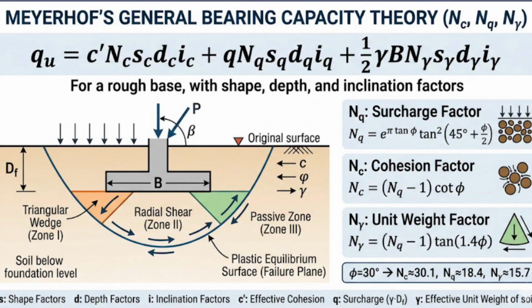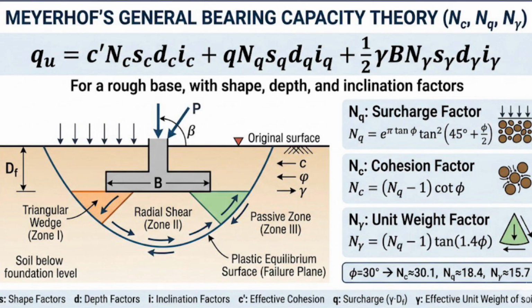In the mid-20th century, Meyerhof observed a critical gap in existing knowledge. The overburden wasn't just a weight sitting on a surface. It was a complex system of confinement. While earlier models treated the soil above the foundation base as a simple surcharge, Meyerhof's 1951 breakthrough recognized that the shear failure surface actually propagates upward into the soil above the foundation level.